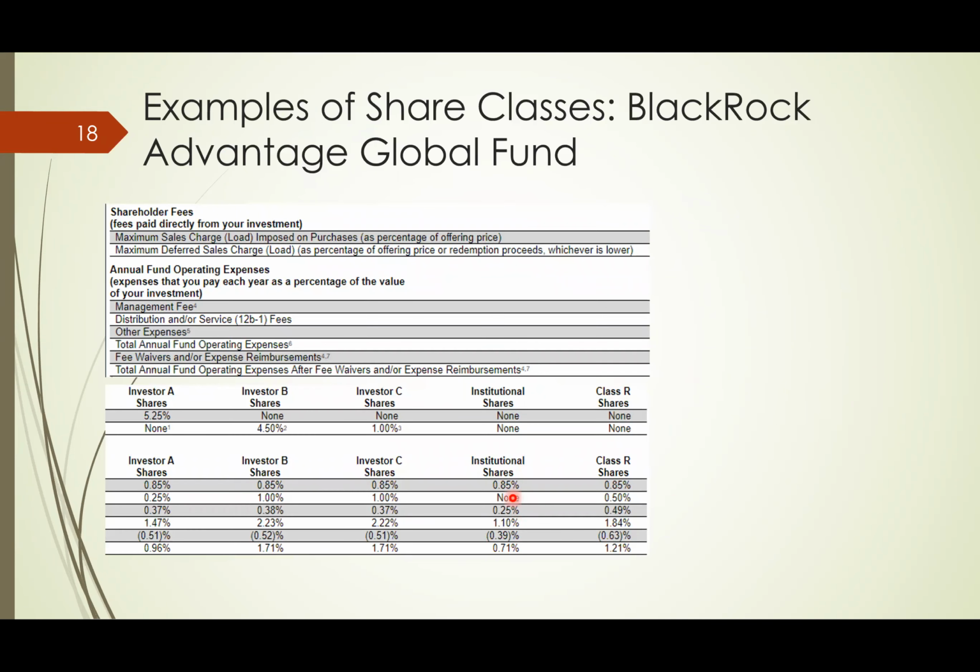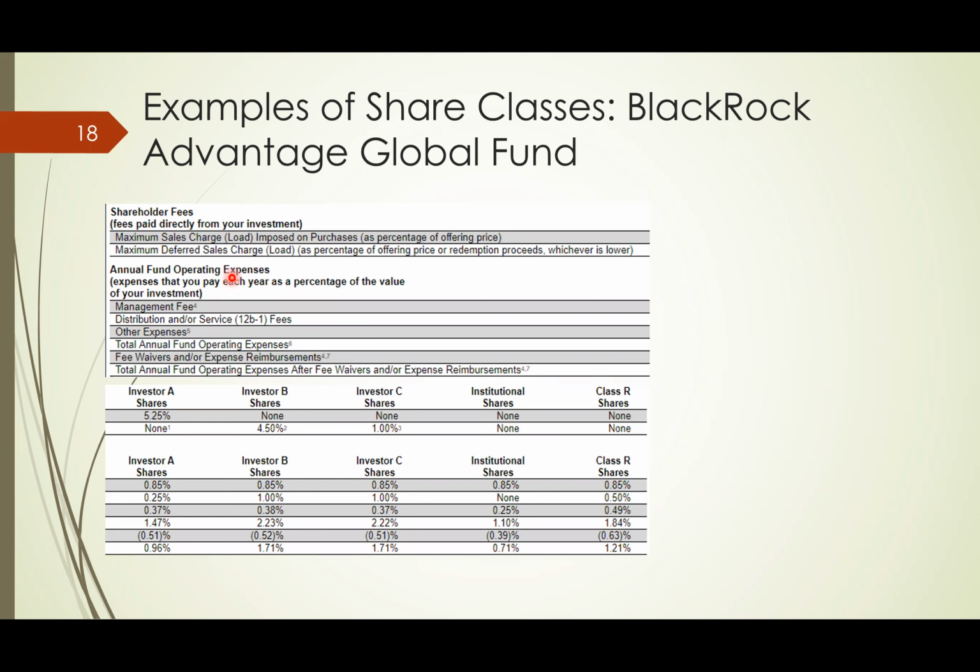Okay, in the real world, this is something we see. One of the funds I was considering purchasing is the BlackRock Advantage Global Fund that is offered through my retirement accounts. And I was able to choose between A, B, C, and institutional shares, which is I or R shares. As you can see, the top panel here refers to the maximum sales charge, which is the front-end load, and the maximum deferred sales charge, which is the back-end load. So the front-end load is in the first row, the back-end load in the second row.